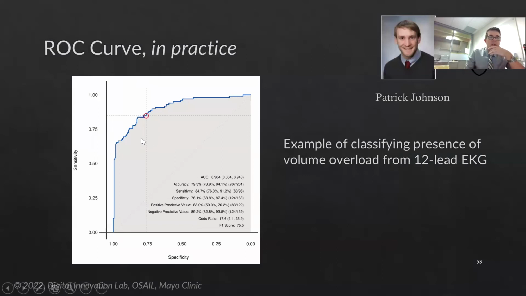And then finally, I want to show in practice what one of these ROC curves looks like. I stole this example from Pat Johnson on our team. He's working on a project to classify heart failure, basically volume overload, from EKG scans, or EKGs. This is an ROC curve as it would look. You can see that this is actually a really excellent example. The area under the curve is 0.905, which is really, really good for this task. But you can just see what one looks like.